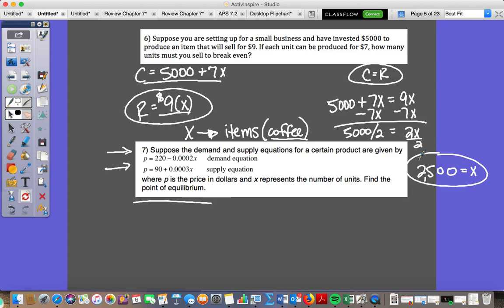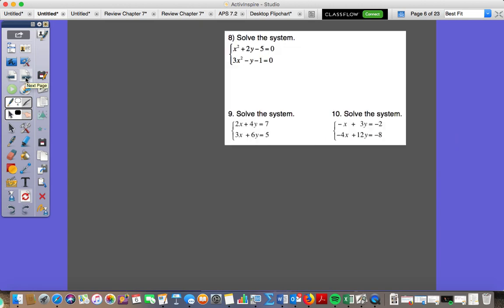As far as my cost is concerned, I could then go up to my cost and plug it back in, but really it just says how many units must I sell, which in this case would be 2,500. Very good, very good. That's a good one there.